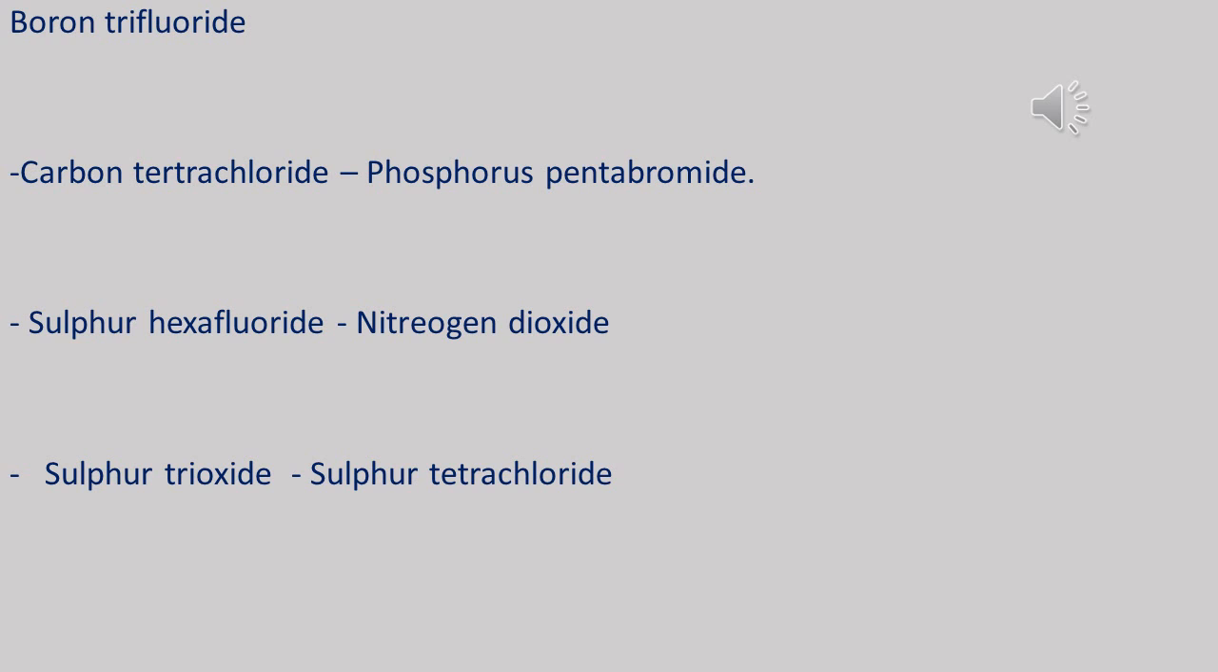Sulfur hexafluoride: sulfur S, hexafluoride F6, so sulfur hexafluoride is SF6. Nitrogen dioxide: nitrogen N, dioxide O2, so nitrogen dioxide is NO2. Sulfur trioxide: sulfur S, trioxide O3, so sulfur trioxide is SO3. Sulfur tetrachloride: sulfur S, tetrachloride Cl4, so sulfur tetrachloride is SCl4.